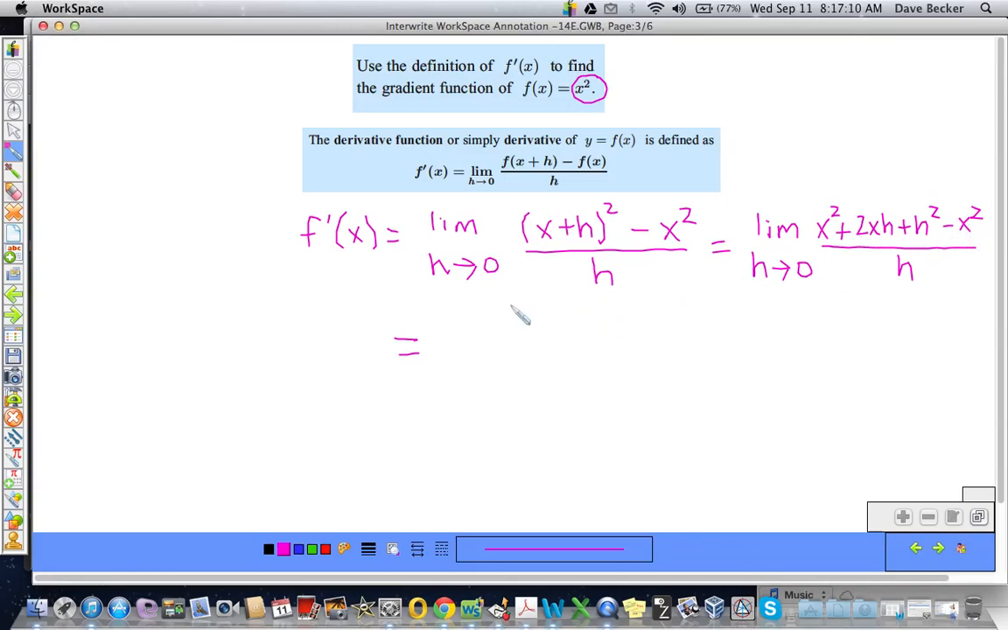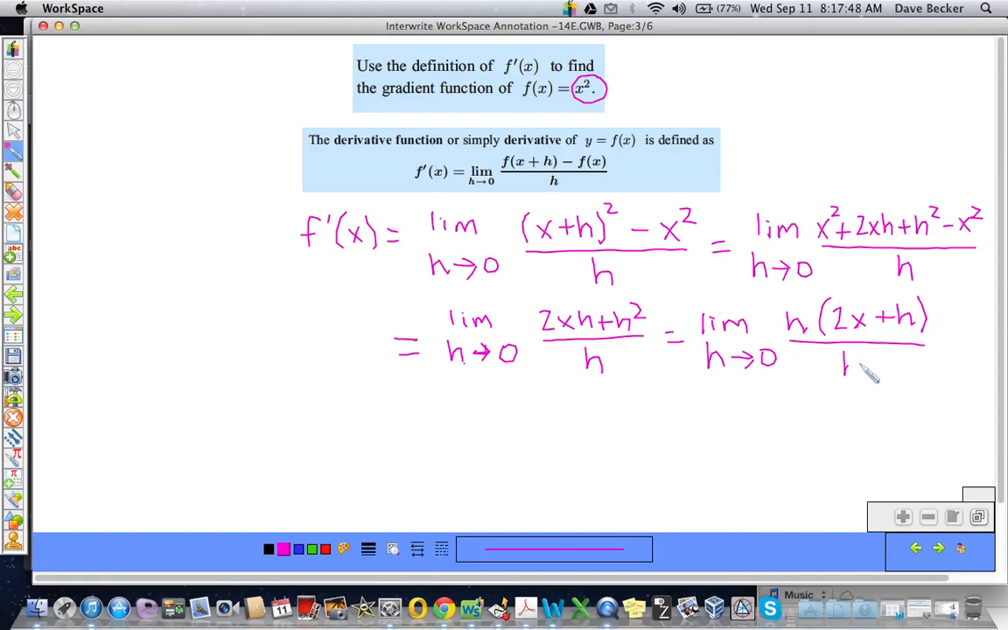Which is equal to x squared minus x squared is 0. So that's going to be the limit as h approaches 0 of 2xh plus h squared over h. Hopefully you see what's about to happen here. I still can't substitute because that h is in the denominator, but it's about to go away. The limit as h approaches 0 of h, I'm going to factor out an h, of 2x plus h over h, kapow. And now I can use direct substitution. When h is 0, this equals 2x plus 0, which is equal to 2x.